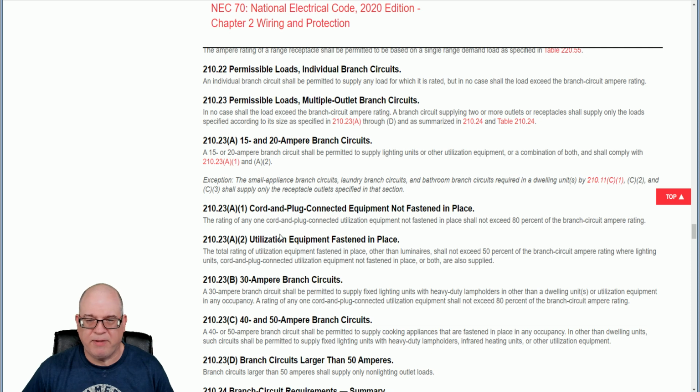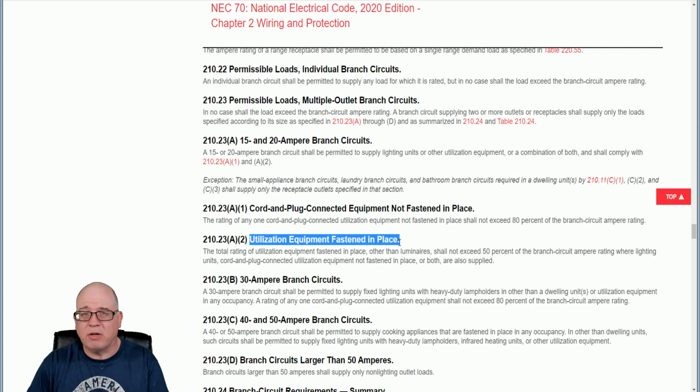Okay, for utilization equipment fastened in place, and we're looking for a percentage, right? So here is the utilization equipment fastened in place, and that's what we were looking at in the question. Remember, the question wants to know what is the total rating of this utilization equipment that's fastened in place? What is the total rating that's permitted on that branch circuit if the branch circuit also has what? Other utilization equipment that isn't fastened in place, cord and plug connected, or that same branch circuit that's supplying that fastened in place utilization equipment, but also happens to be supplying lighting units that are on that same branch circuit.